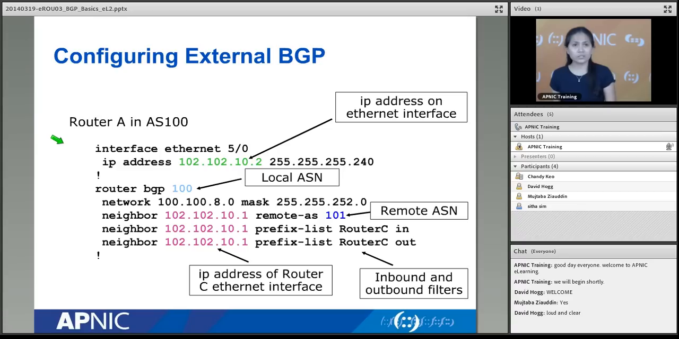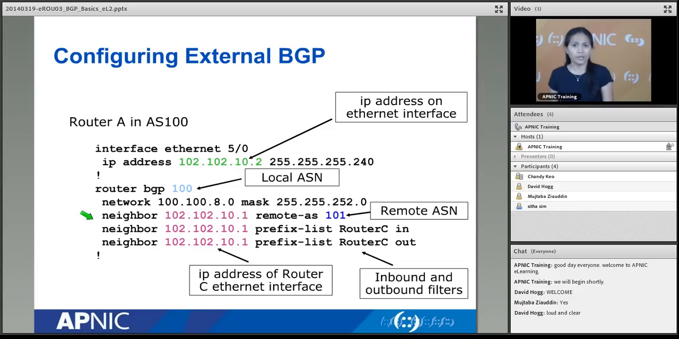This is how it looks. You specify, of course, your neighbors. You have to know who you're peering with. In this case, we have router BGP 100. 100 is our AS number. So we will set up peering with another BGP speaking router in AS101. So you'll have these lines: neighbor, the IP address of the neighbor, remote AS, its AS number, and then we specify filters.